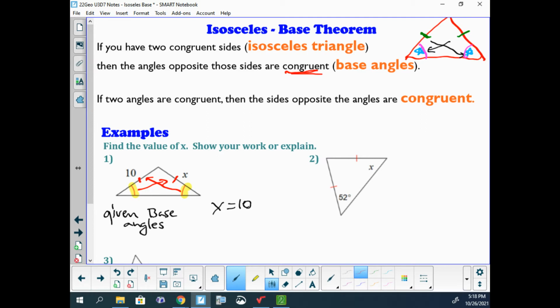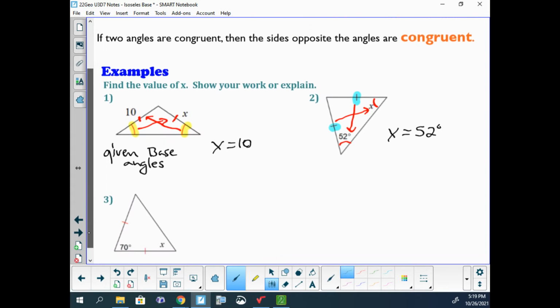In problem number 2, they gave me congruent sides by the tick mark here. So you always need to use those congruent sides and work backwards to figure out what are the base angles. Is the base angle up here, where I just put that red circle? Or is it the x, or is it the 52? That's the important thing. And we're going to take the side length and we're going to go to the opposite side to find one base angle. And then we're going to do the same thing for the other. So the x has a rainbow marking, the 52 has a rainbow marking, therefore they are congruent. So x is 52 degrees. Very simple problem, just using the base angle theorem in opposite directions.